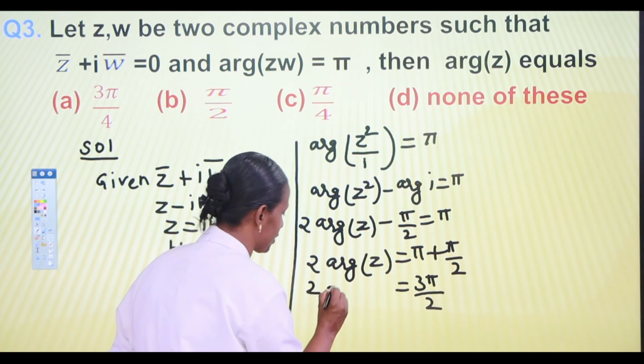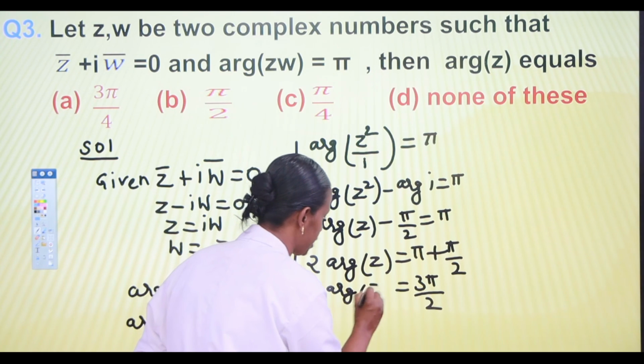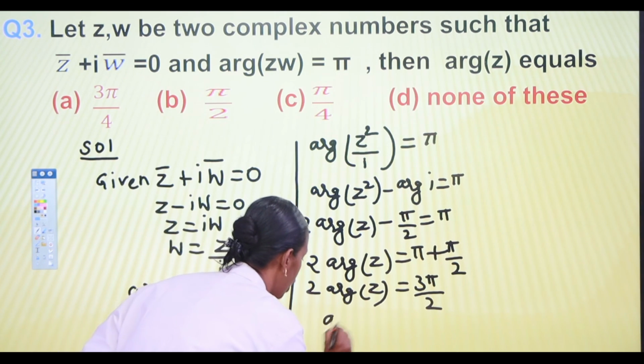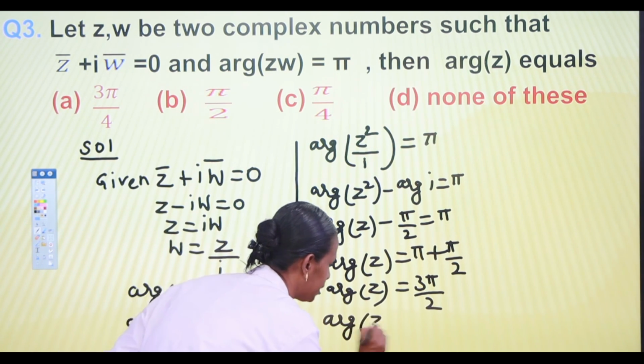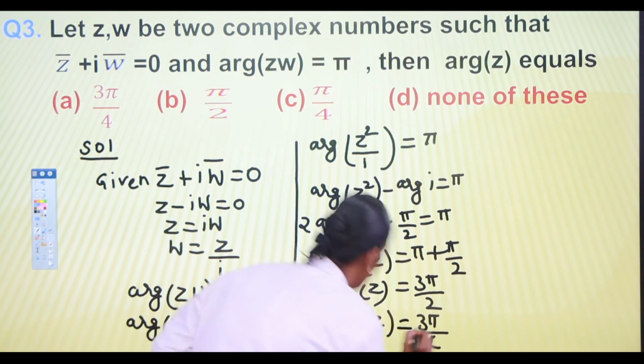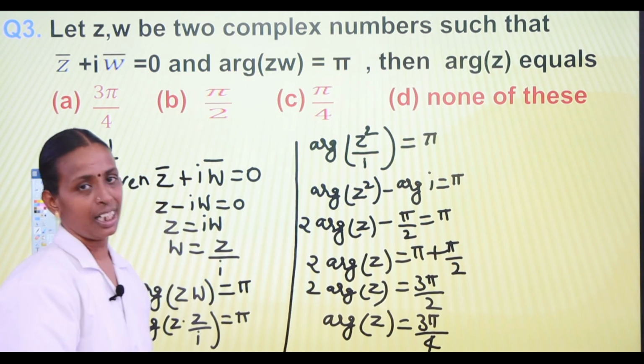2 argument of z equals 3 pi by 2. We want to find the value of argument of z. So, argument of z is nothing but 3 pi by 4. So, option A is your correct answer.